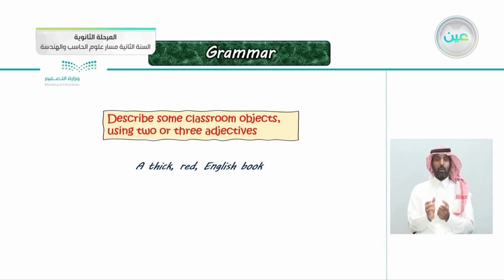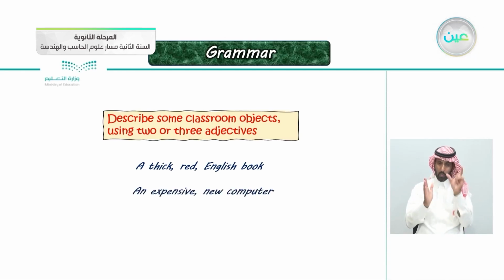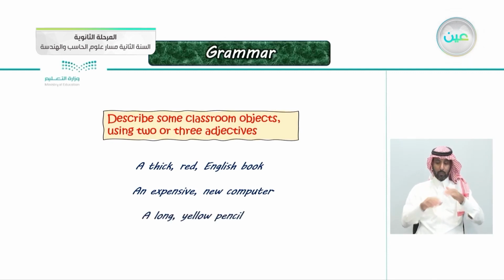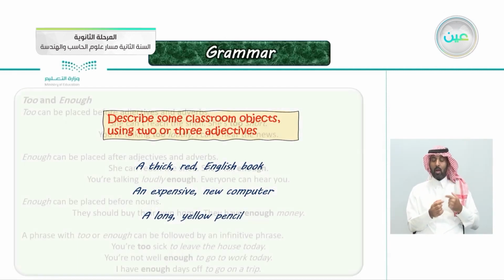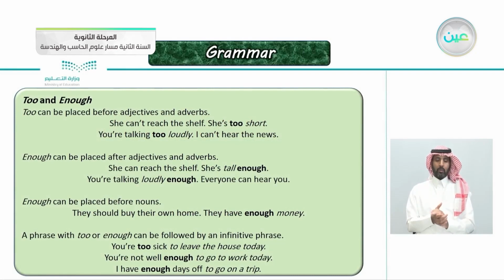For example, a thick red English book. Or an expensive new computer. An expensive, this is opinion. New, this is age. And computer, this is what we are describing, of course. An expensive new computer. A long yellow pencil. Long shape, yellow color, pencil. So shape or size comes before color. A long yellow pencil.